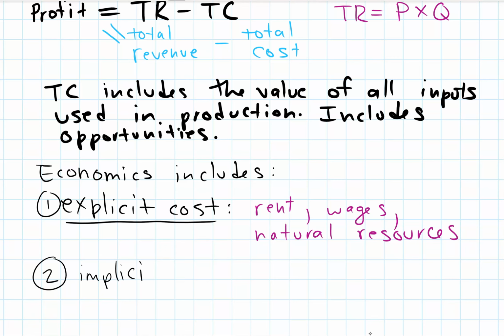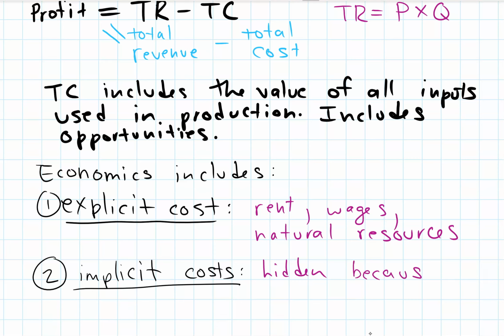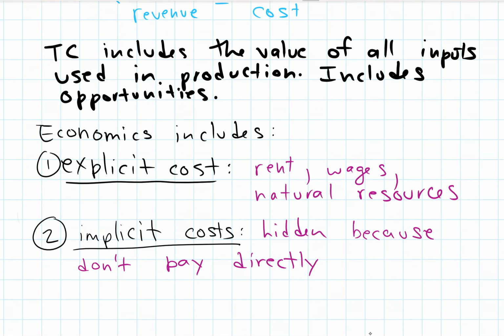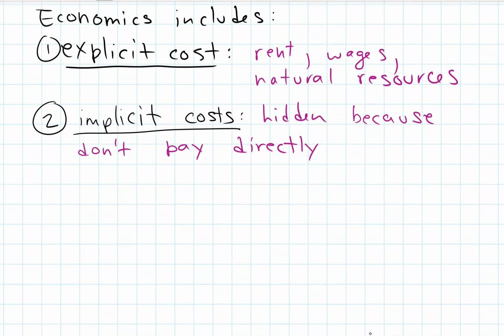Implicit means it's like hidden. We're going to have several kinds of implicit costs. These are hidden because we don't actually spend money. They don't involve money leaving your pocket, but they do involve you having less money than you would have otherwise, because you don't pay directly. So what are these? Well, these are usually a couple of things, and giving an example is a good way to do this.